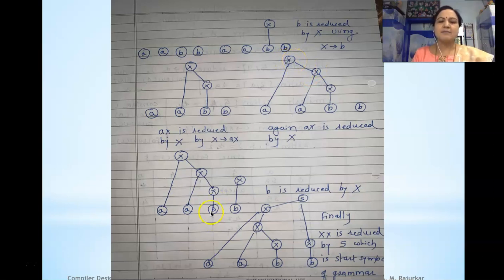So this A and X is getting reduced by X. And in the next step, from all these we have already got X. So this B, the remaining last leaf node of the bottom of the tree, we are going to reduce by X. So what is remaining is X and X. Now we can reduce this by S because we have a production S tends to XX. So this XX is getting reduced successfully by the start symbol of the grammar. So we say that parsing is successful.